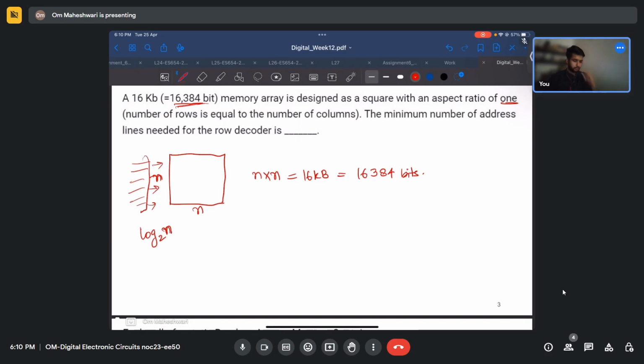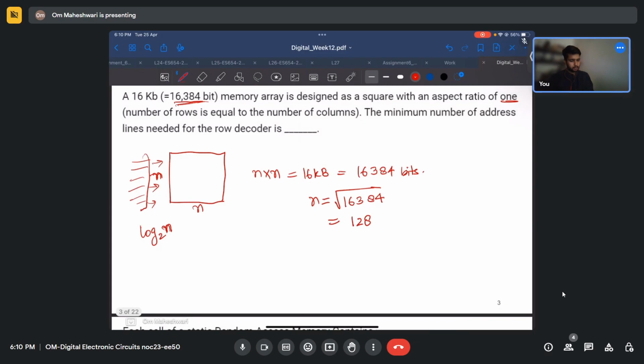So first we need to figure out what n is. n will be the square root of 16384, which is 128, and this is also equal to 2 to the power 7. So the number of address lines equals log base 2 of 128, which is log base 2 of 2 to the power 7, that is 7.